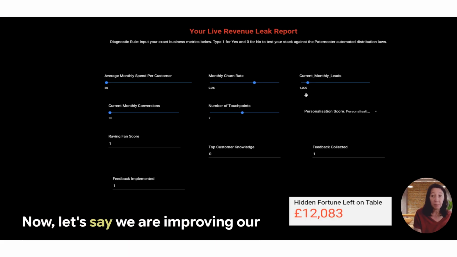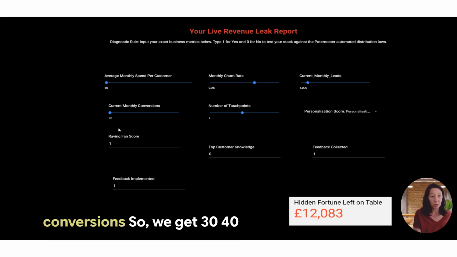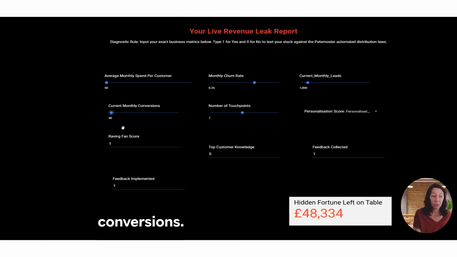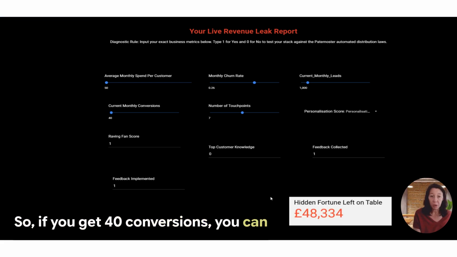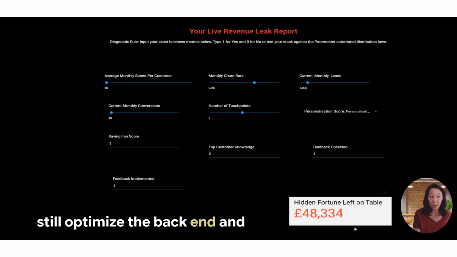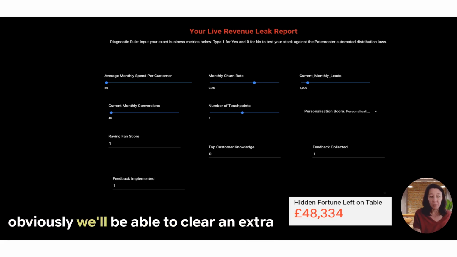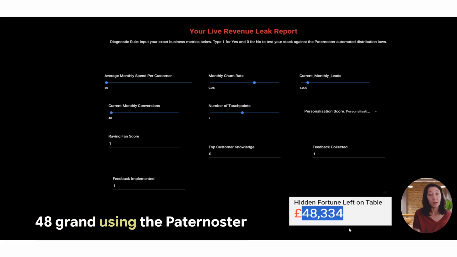Now let's say we are improving our conversions. So we've got 40 conversions. If you get 40 conversions, you can still optimize the backend, and obviously we'll be able to clear an extra 48 grand using the Paternoster marketing system.